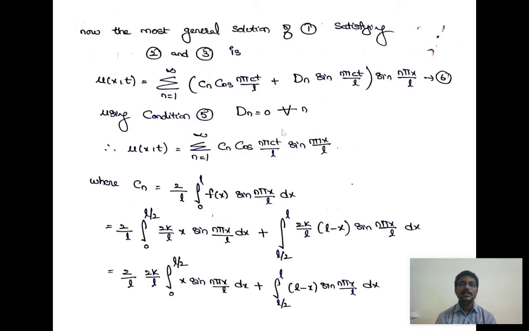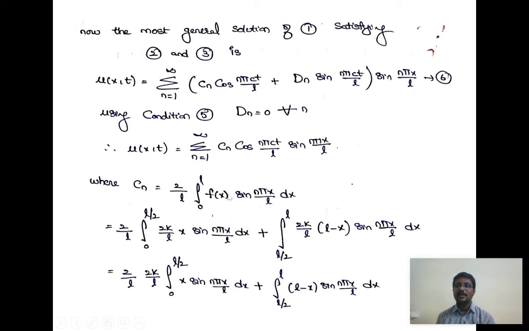Now, the most general solution satisfying equation 1 is u(x,t) = summation from n = 1 to infinity of [Cn cos(nπct/L) + Dn sin(nπct/L)] sin(nπx/L). Using condition 5, clearly we have Dn equal to 0. Now we just have to find the value of Cn, which is given by (2/L) times the integral from 0 to L of f(x) sin(nπx/L) dx.